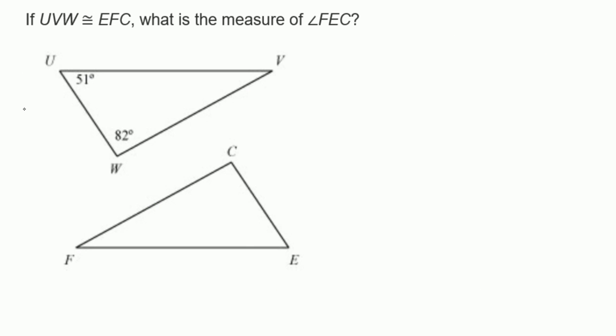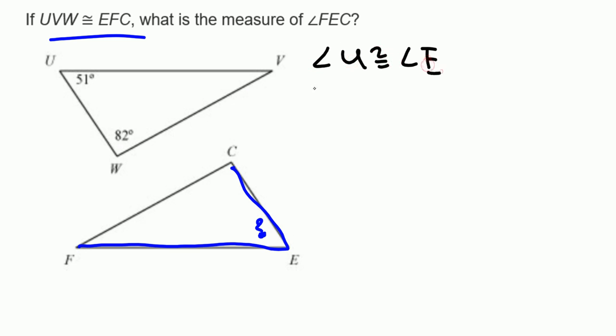Okay, so let's try a practice problem. If UVW is congruent to EFC, what is the measure of angle FEC? So what is FEC? They want to know this angle in here. Okay. Well, I've got a congruency statement, so I know exactly what corresponds to what. I know already that angle U is congruent to angle E, angle V is congruent to angle F, and angle W is congruent to angle C.